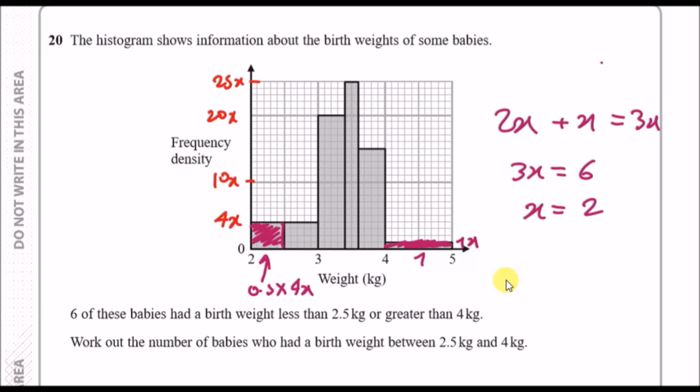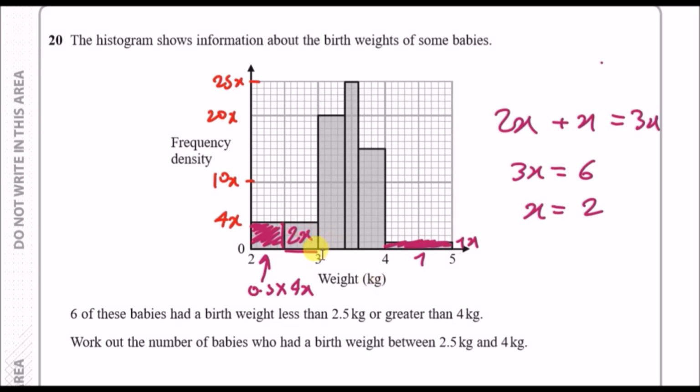So it says work out the number of babies who had a birth weight between 2.5 kg and 4 kg. So that's literally everybody else. Let's work out the general area in algebraic terms, plug in the 2 and you're done. So the area of this block here between 2.5 and 3 is 0.5 across and 4x high, so it'll be a total area of 2x.